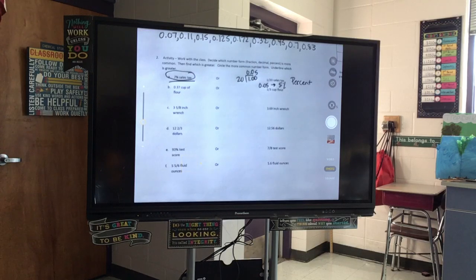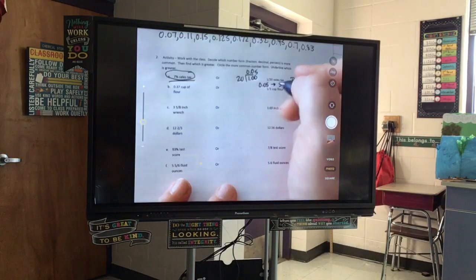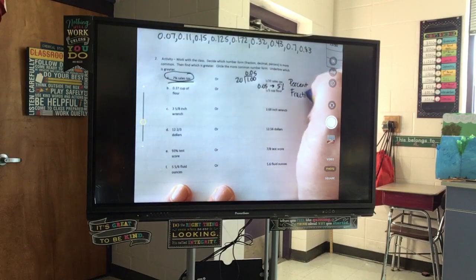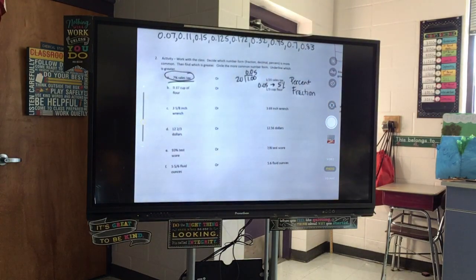Alright, the next one says 37 hundredths cup of flour or 1/3 cup of flour. So are we using fraction, decimal, or percent here? Fraction. Okay? Which one is greater? Again, how do we figure out which one's greater? We obviously know that this is 37 hundredths. Are we changing the 37 hundredths to a fraction? Or are we changing the 1/3 to a decimal? What do you guys want to do?